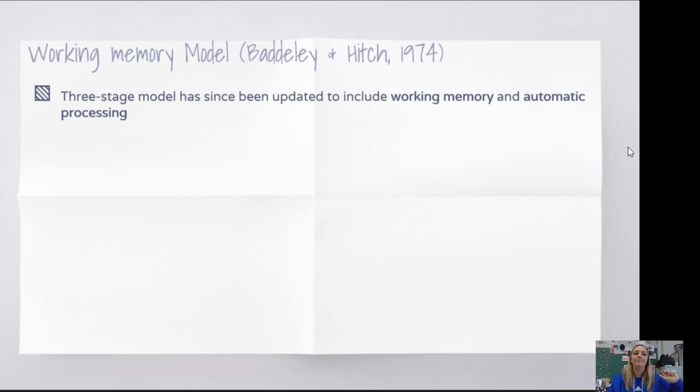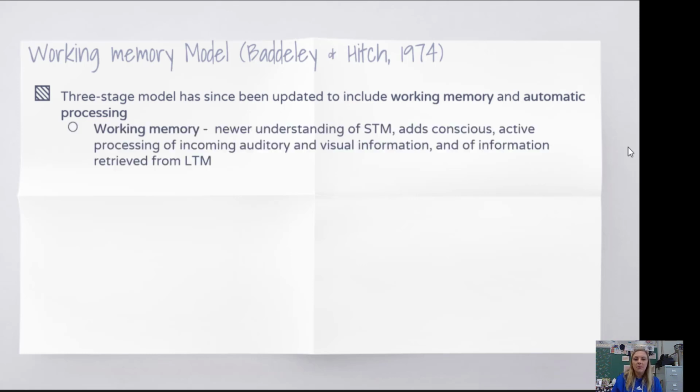This model 100% agrees with the process that there's a sensory memory and there is a long-term memory. However, they just take that short-term memory and they add a little bit of spice to it. So instead of calling it short-term memory, we call it working memory. And working memory is just a newer understanding of what's happening during short-term memory. It adds in this conscious awareness, this active processing. It adds in this idea that not only is our short-term memory putting information into our long-term memory, but it's also bringing information back to our consciousness.